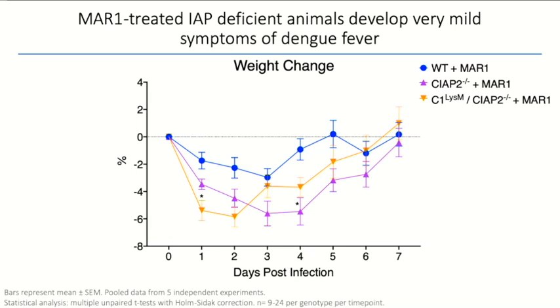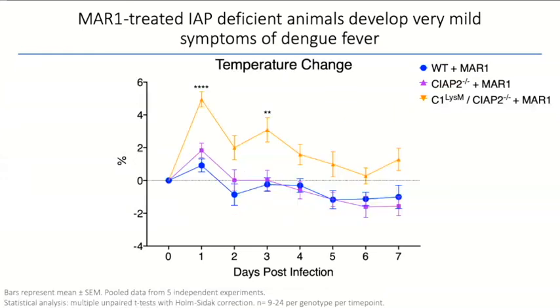So MAR1 was used to treat animals that were deficient in cIAP2 alone, or cIAP1 lysM-Cre cIAP2 animals that are full-body cIAP2 knockouts and have a deficiency of cIAP1 in the myeloid compartment. I shall refer to these cIAP1 lysM cIAP2 animals as double deficient for the remainder of this talk. Double deficient animals and cIAP2 deficient animals showed transient periods of weight loss relative to wild-type controls at day 1 and day 4 post-infection. In addition, double deficient animals showed transient increases in temperature at day 1 and 3 post-infection relative to wild-type controls.